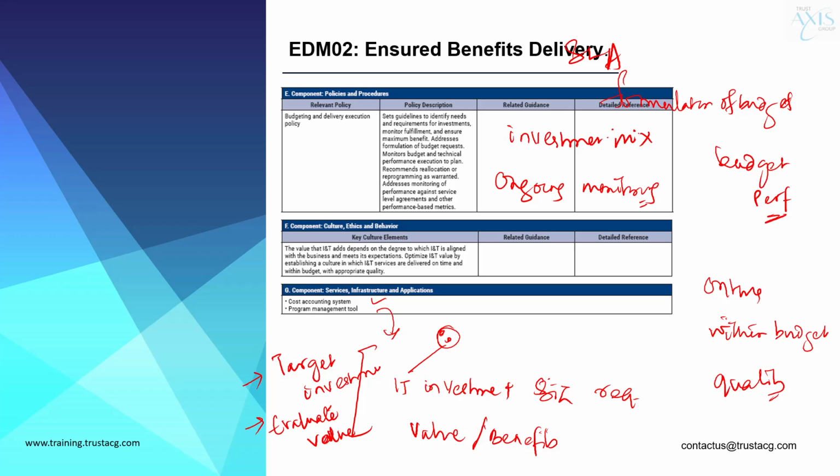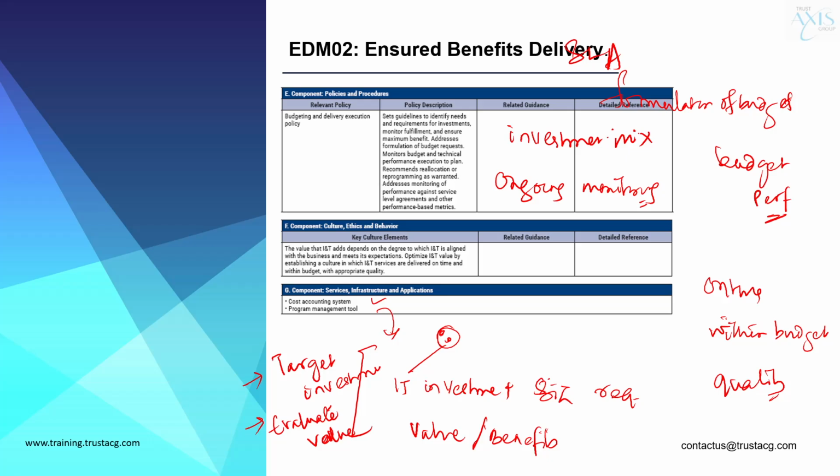And curate an organizational structure, hire the right people, develop something like a budget and delivery execution policy, and ensure that a culture is developed within the enterprise where IT is not visualized as a cost center but as a strategic enabler, and implement tools and components like your cost accounting systems and program management tool to ensure that reports can be generated automatically that would demonstrate whether the IT investments or IT enabled investments are delivering the value that is expected from them.